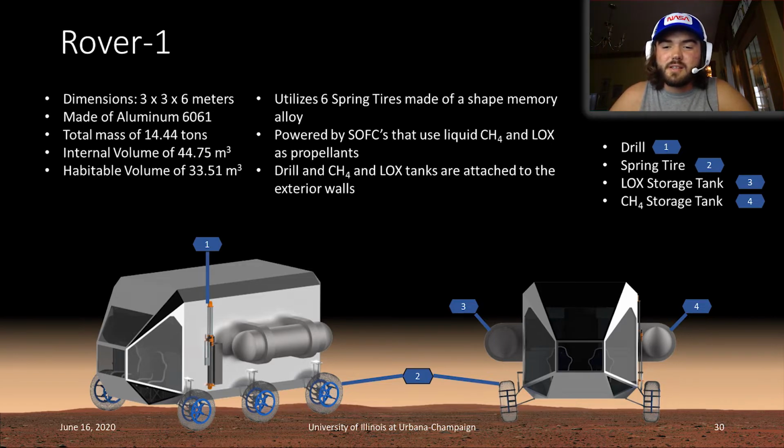They use liquid methane and oxygen as propellants. Both liquid propellants are stored in tanks on the exterior of the rover. Next to the methane tank is the rotary percussive drill used to collect the samples.